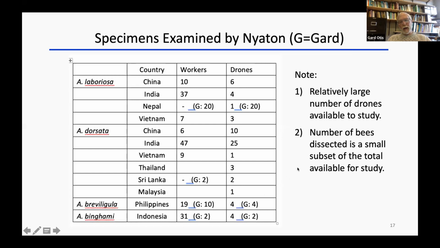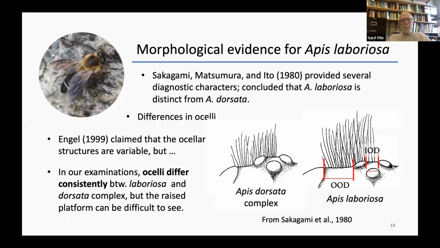just point out when Sakagami published his paper and looked at Laboriosa versus Dorsata, almost all of his Laboriosa came from Nepal, the vast proportion of them. We have a much wider range here in our specimens to examine. And at this point, I'm going to turn this over to Nyaton, and she's going to pick it up from here to talk about some of her work evaluating the morphology and genetics of these bees.